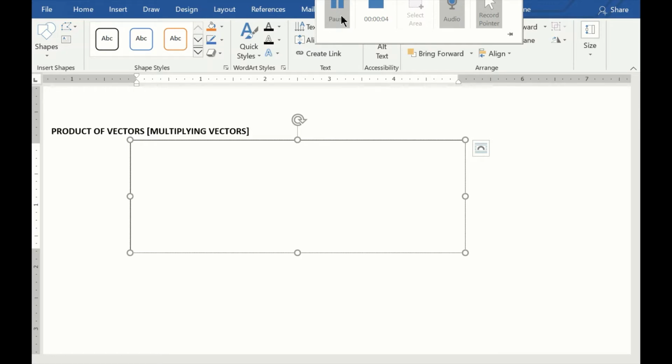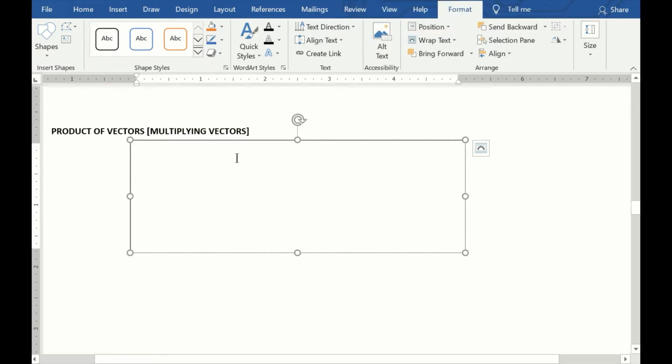Multiplying vectors, or you can call it product of vectors. Now, we can multiply a vector by a scalar or by a vector. When we multiply a vector by a scalar, it gives a vector, just as I showed us just now. When you multiply a number or a scalar by a vector, it gives a vector. All right? So, there are two ways that we can multiply vectors.